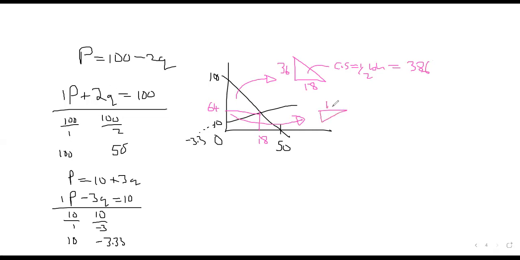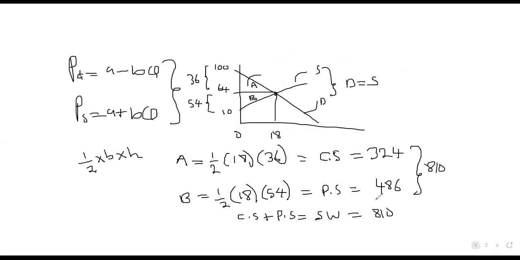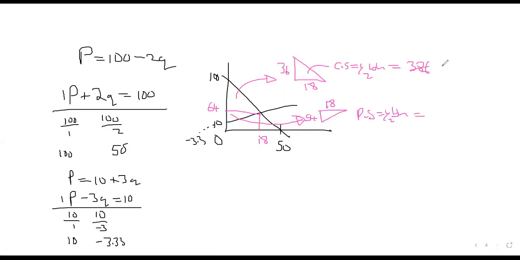It's given by 54 here times 18. So producer surplus is equal to half BH. So here we calculated our 486 and 324. So 324, 486. And the total cost was 810. How to get us so far? Yes. All right.